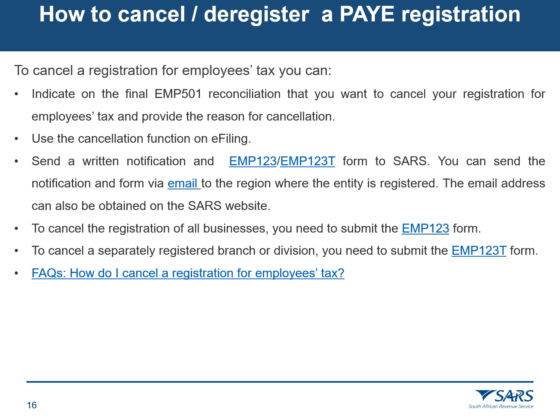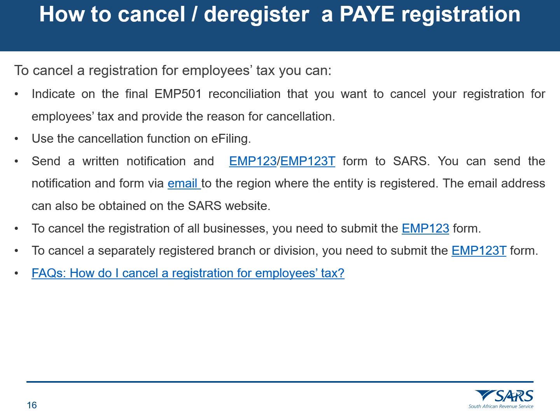To cancel a registration for employees tax, you can indicate on the final EMP 501 reconciliation that you want to cancel your registration for employees tax and provide a reason for cancellation. Use the cancellation functionality on eFiling or send a written notification on a downloaded and completed EMP 123. You can send the notification form via email to the region where the entity is registered. The email address can also be obtained on the SARS website.